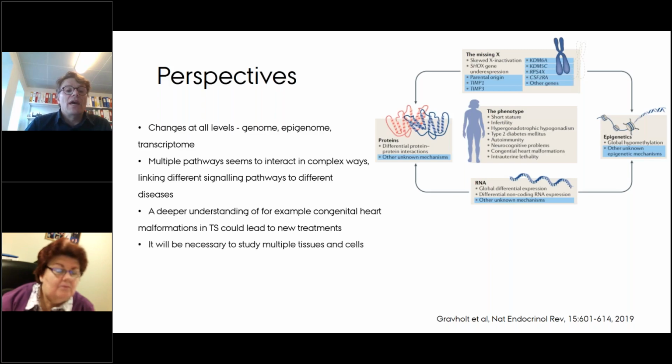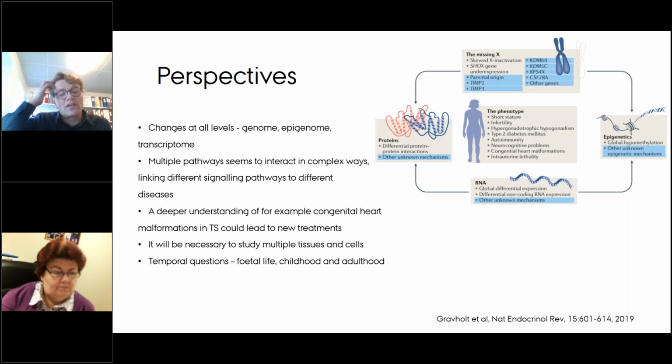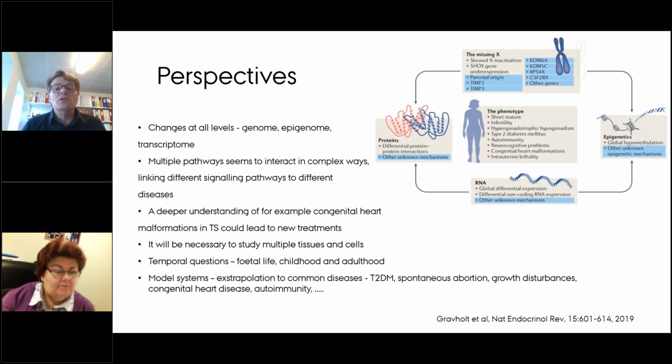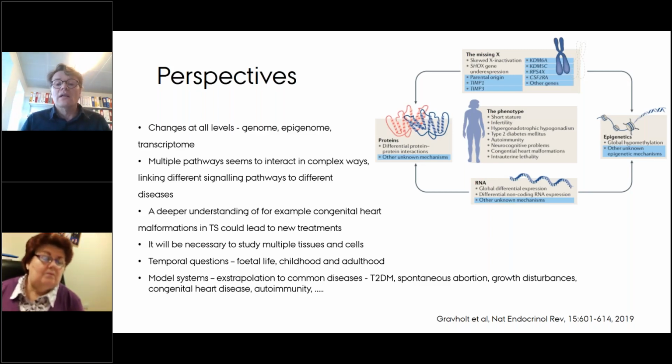We now realize that it will be necessary to study multiple tissues and cells, and that also temporal questions such as when do these changes appear in fetal life, in childhood, or in adulthood, will lead to new discoveries. And we could also see different parts of the phenotype in Turner syndrome as a model system, perhaps. For instance, the frequent occurrence of type 2 diabetes or spontaneous abortions, growth disturbances, and so on could be seen as models for how to expand our knowledge on Turner syndrome.